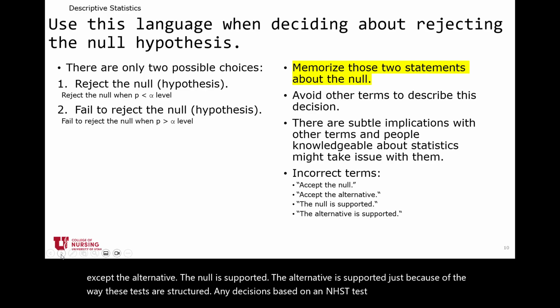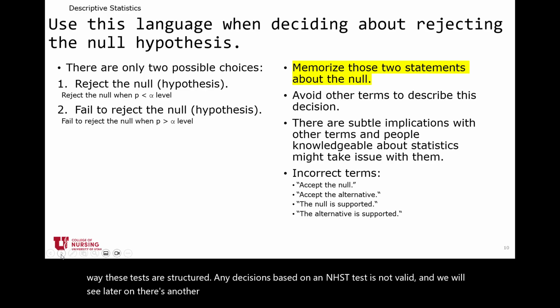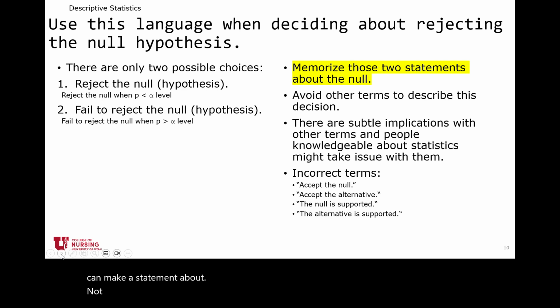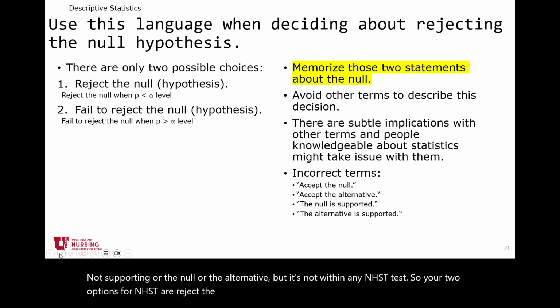Just because of the way these tests are structured, any decisions based on an NHST test are not valid in that way. We will see later on that there's another way to look at some of these things and calculate things that we can make a statement about supporting the null or the alternative, but it's not with an NHST test. So your two options for NHST are reject the null or fail to reject the null.